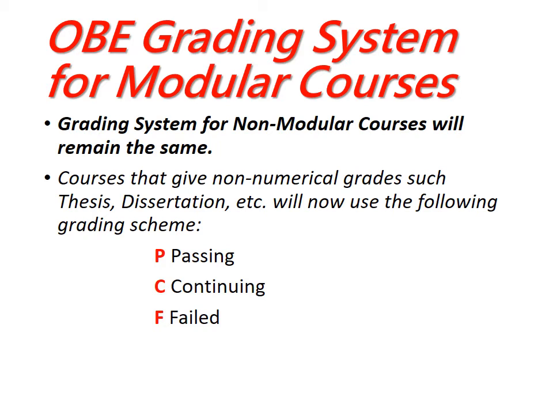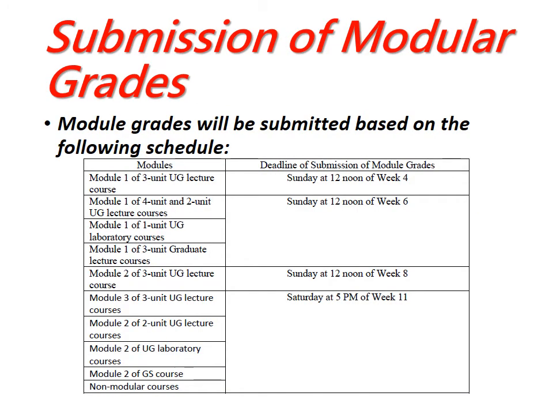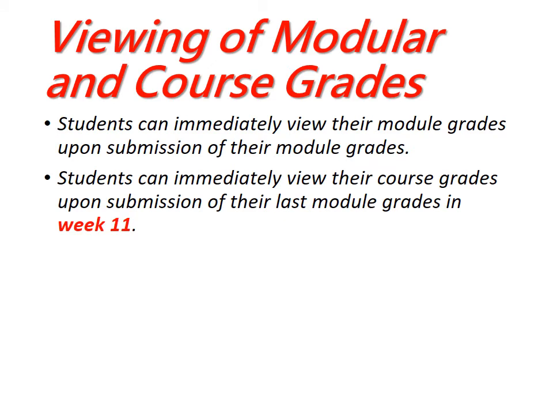Courses that give non-numerical grades, such as thesis, dissertation, will now use the following grading scheme: P for passing, C for continuing, and F for failed. Module grades will be submitted based on the following schedule. Students can immediately view their module grades upon submission of their module grades. Students can immediately view their course grades upon submission of their last module grades in week 11.